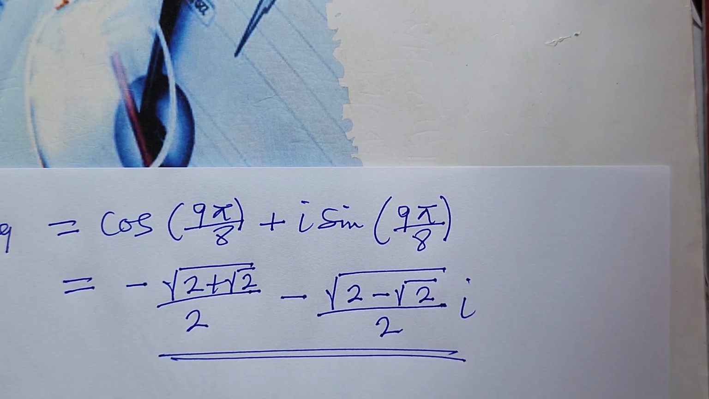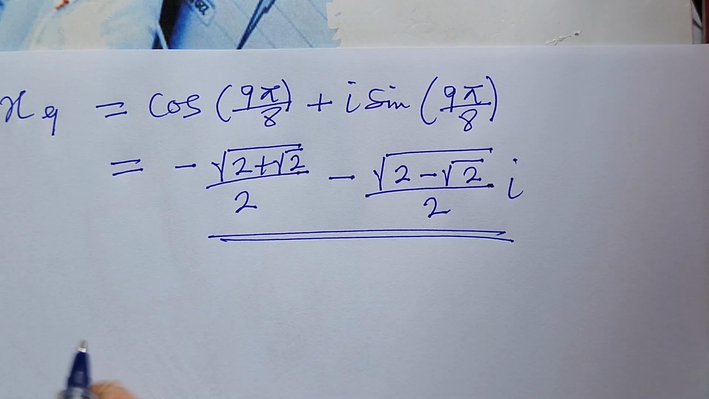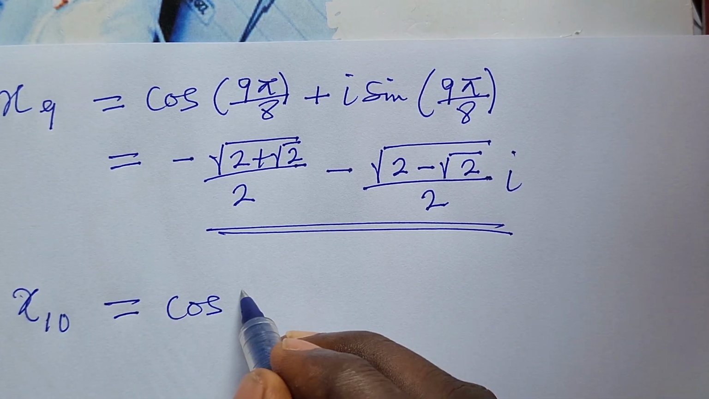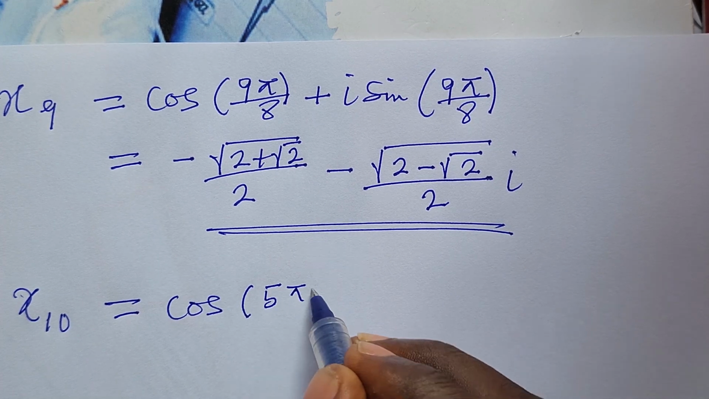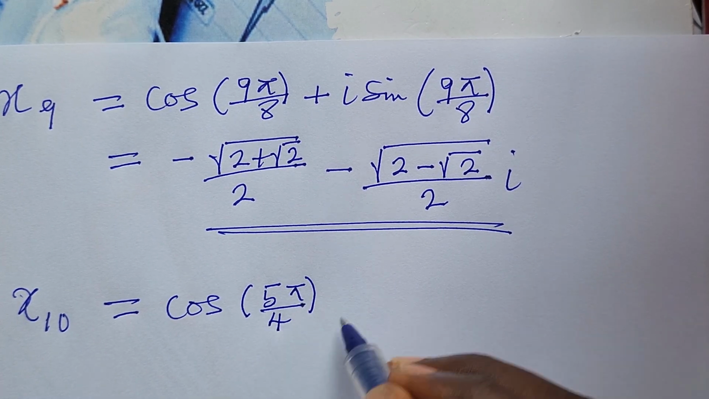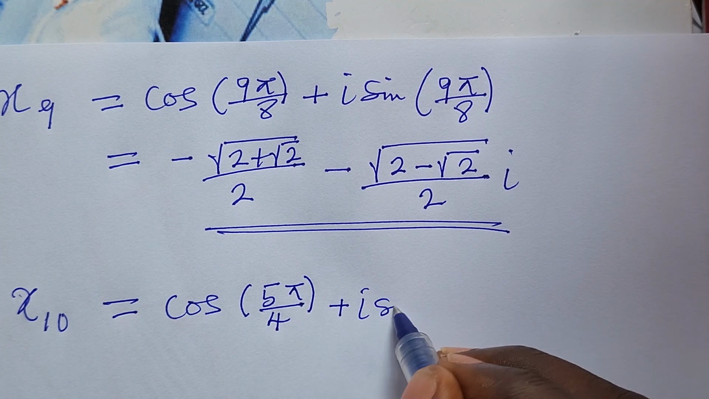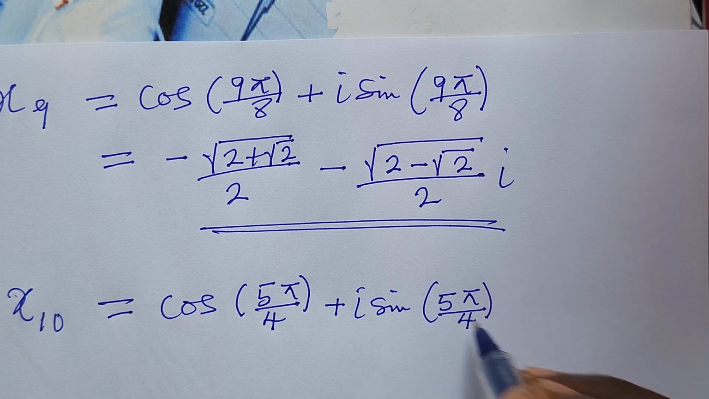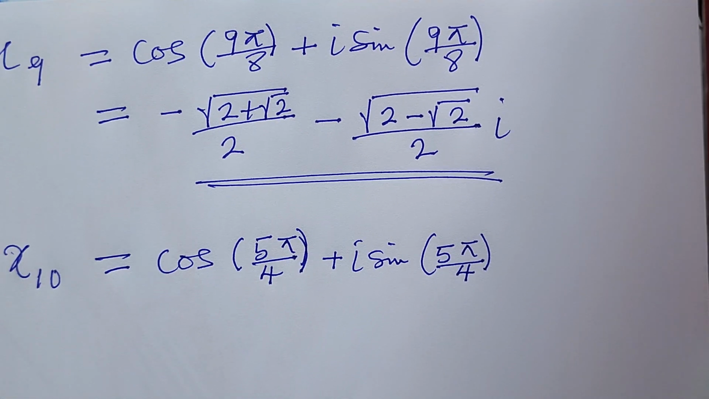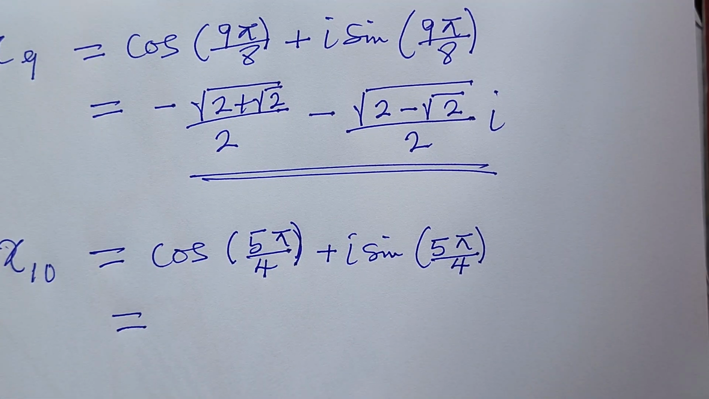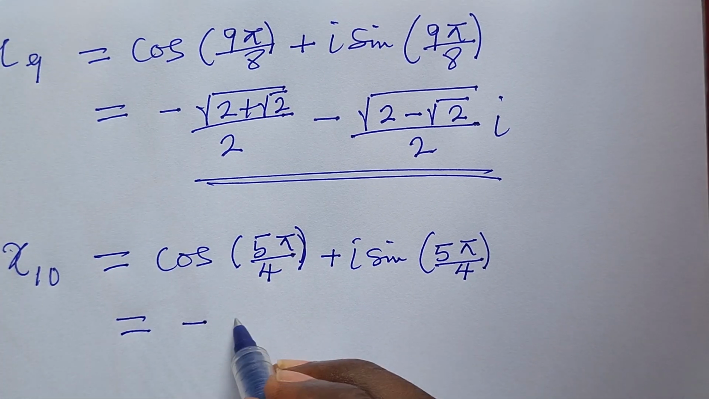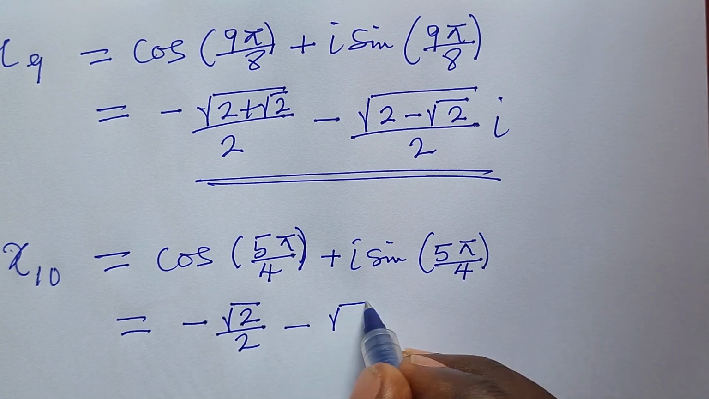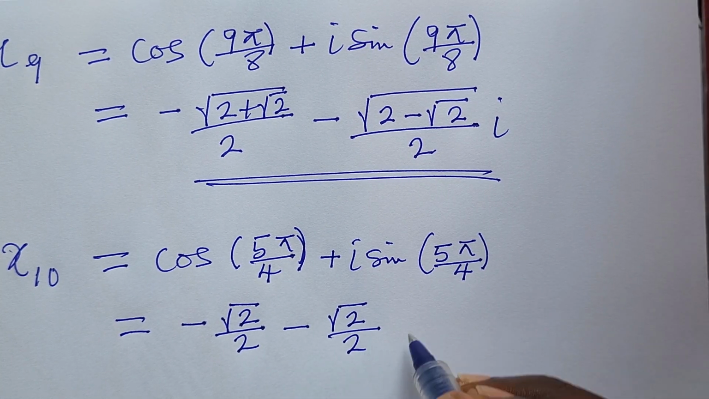Okay, good. So we look for our x10. X10 will give us cos(5π)/4 plus i sin(5π)/4. The numerical value to this will give us minus square root of 2 all over 2 minus the square root of 2 all over 2 iota.